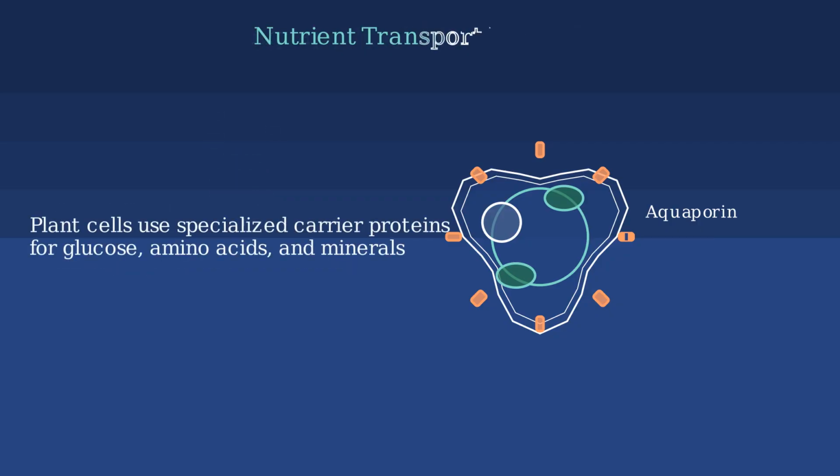Plant cells also employ carrier proteins for nutrient uptake, such as glucose, amino acids, and essential minerals. These carrier proteins facilitate the selective transport of nutrients down their concentration gradients without requiring energy.